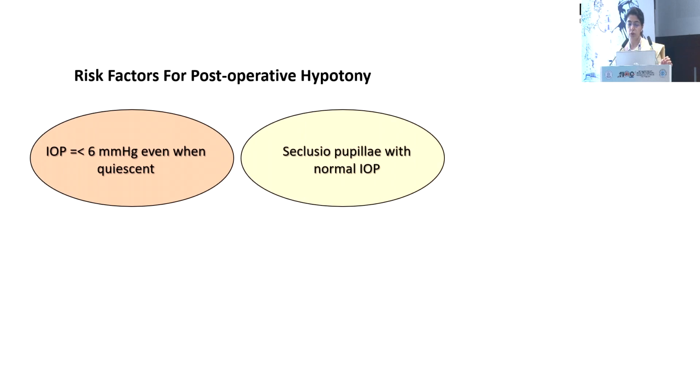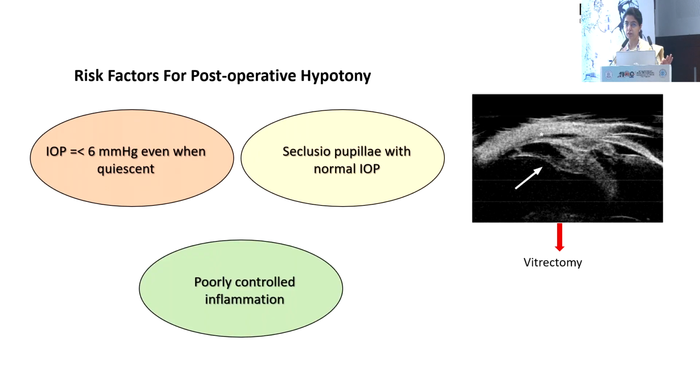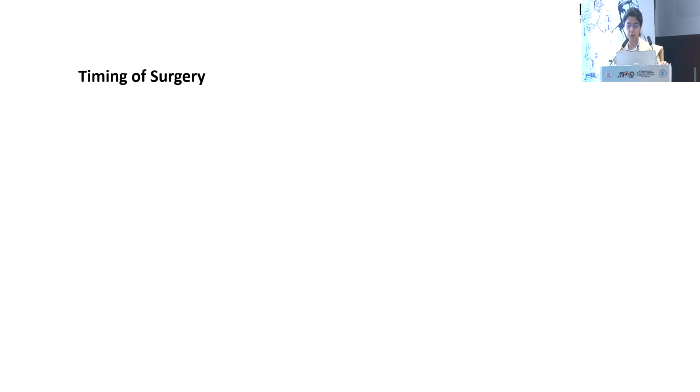Post-operative hypotony is more difficult to manage than increase in IOP. The indicators of post-op hypotony are intraocular pressure less than 6 millimeters even when the eye is quiescent. When there is seclusion pupil with a normal IOP, please get a UBM done. If you see ciliary body bands or fibrosis, please plan a vitrectomy in these eyes. When the inflammation is poorly controlled, these eyes are also at risk of post-op hypotony.